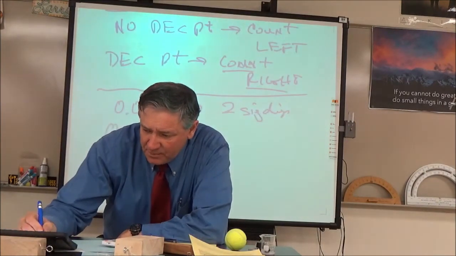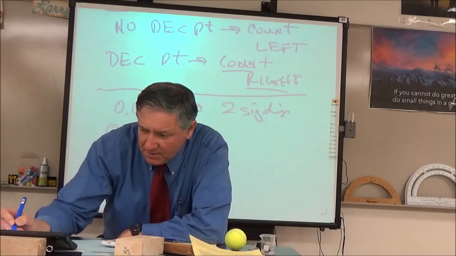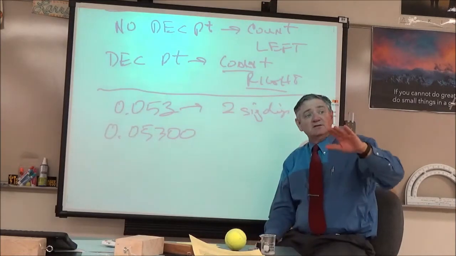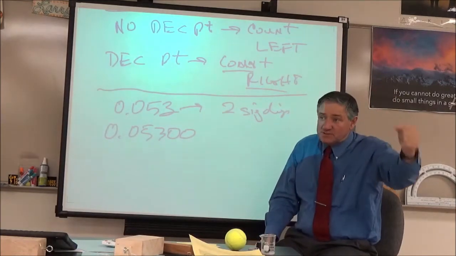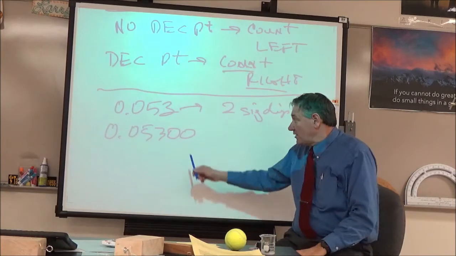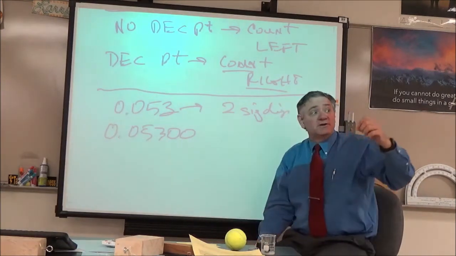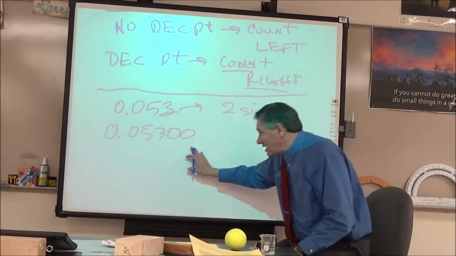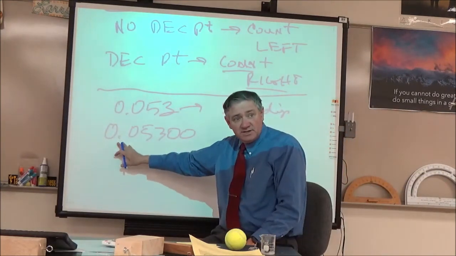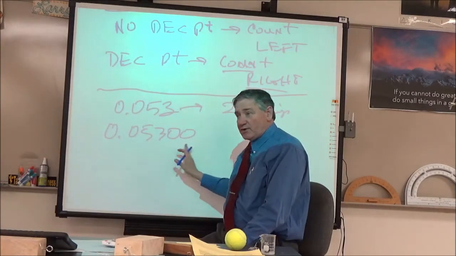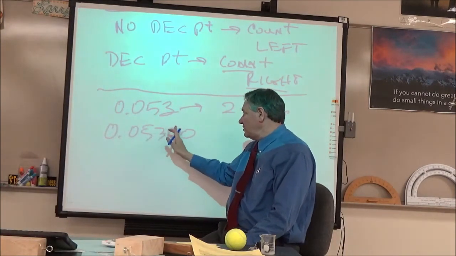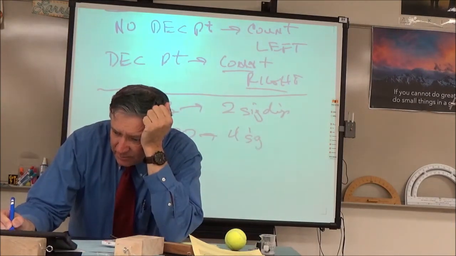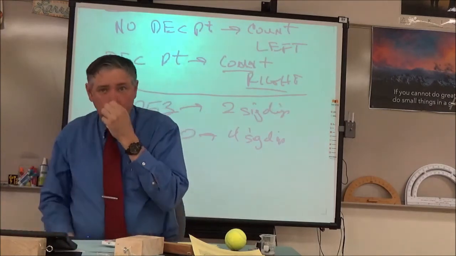Now, if you have 0.05300, these zeros are significant because of the fact that they're showing the precision of the measuring device. They're saying, this is why these zeros count, because they're showing how precise that measuring device is. So it's the same process. Here's a non-zero digit. You count everything to the right. So you go 1, 2, 3, 4. That has 4 sig digs. Okay? Cool with that.